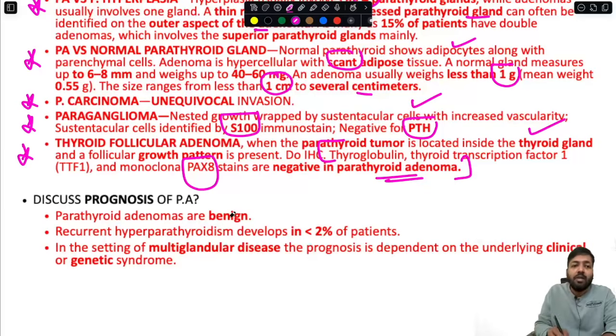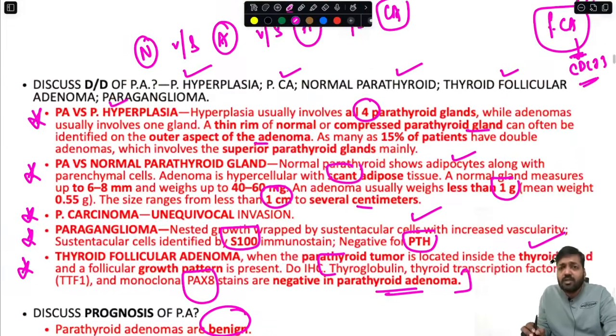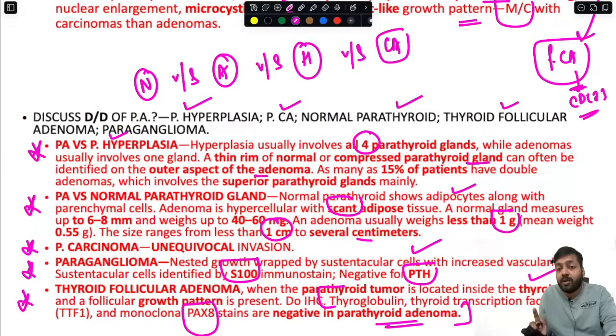Now discuss the prognosis of parathyroid adenoma. Parathyroid adenomas are benign lesions. Recurrent hyperparathyroidism develops in less than 2% of the patients, and in the setting of multiglandular disease, the prognosis is dependent on the underlying clinical or genetic syndrome. So this is about case number 71, which was parathyroid adenoma.